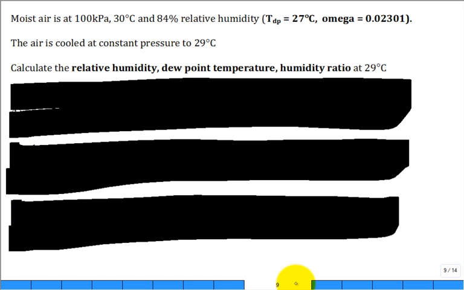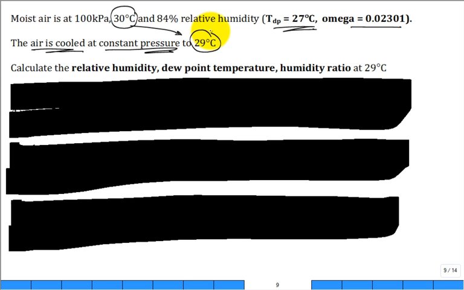Now the question is, this is what you just solved for: a dew point of 27 and humidity ratio 0.023. Now the air is cooled at constant pressure. So the pressure is not going to change; it's going to stay 100 kilopascal. I'm going to cool it a little bit, from 30 degrees down to 29. Not a whole lot of cooling, just 1 degree C. You lowered the temperature. Then you're asked questions.